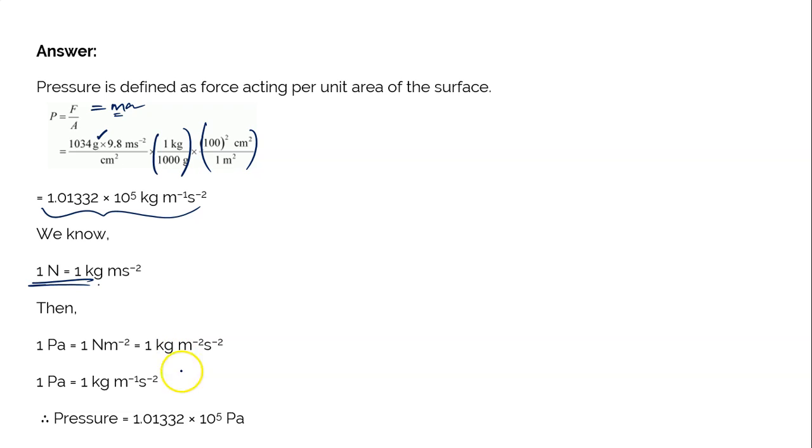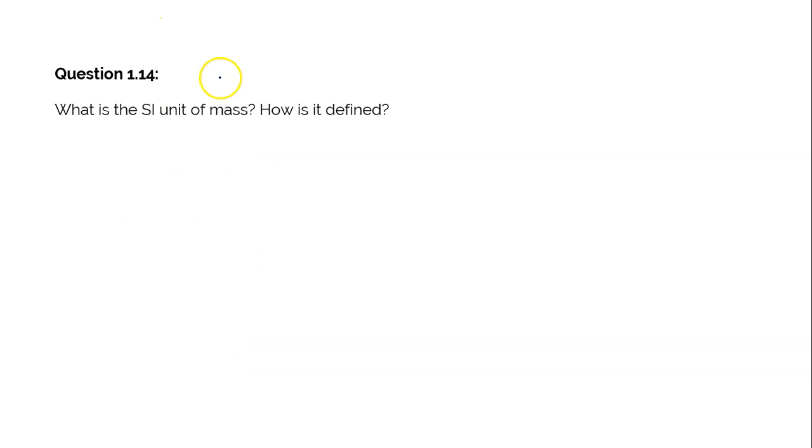So now after unit conversion, pressure of 1.01 into 10 power 5 kilograms per meter second square is equal to 1.01 into 10 power 5 pascals. Magnitude wise both of them are the same, but the point is you knowing this unit conversion. I suggest you master the conversions of units because it is not only essential in chemistry but also essential in physics. Now let's quickly move on to question number 1.14.